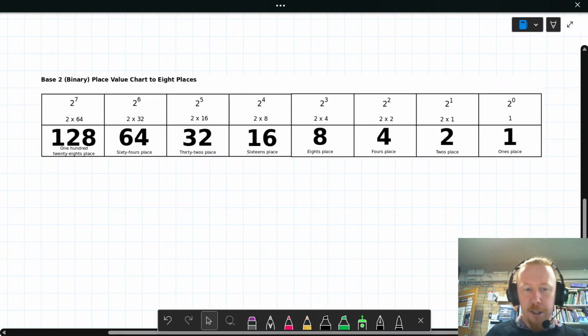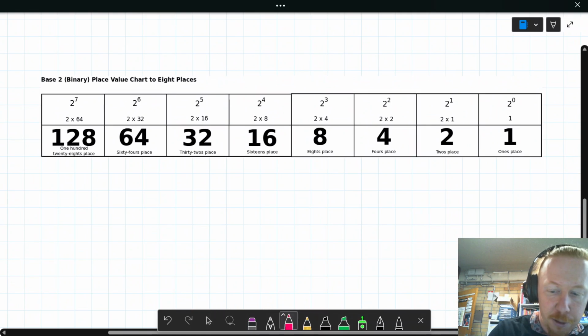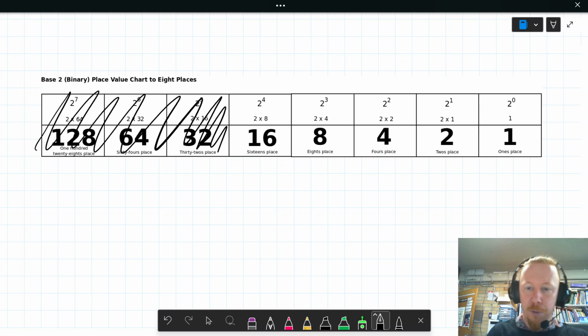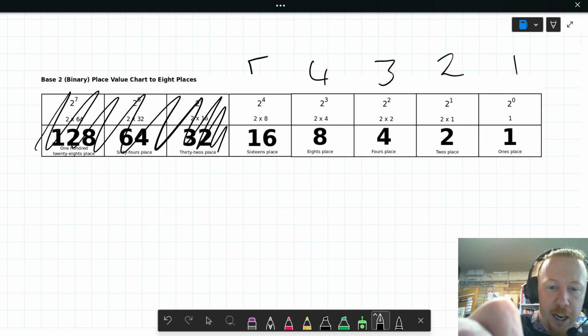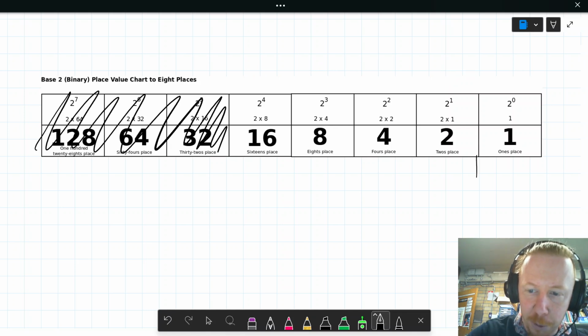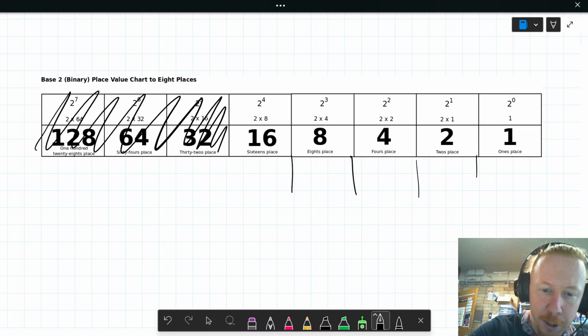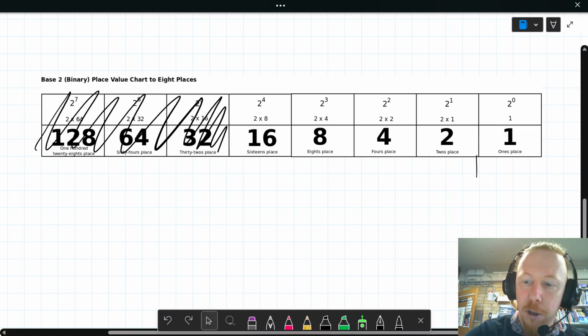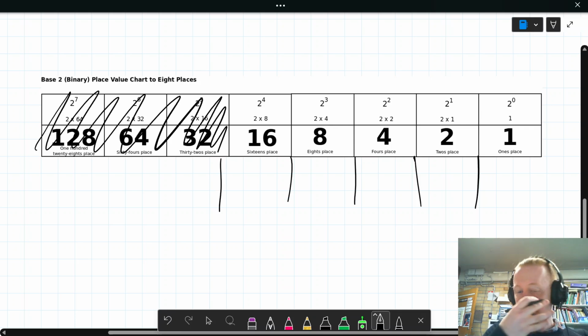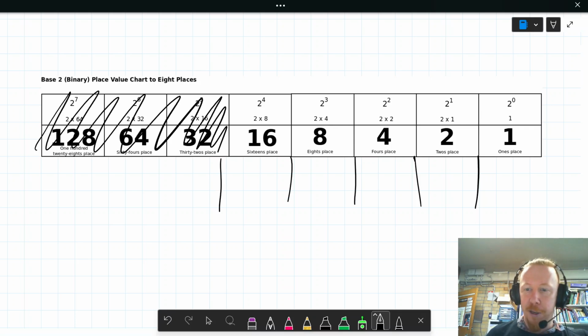So just for now, let's not worry about these guys here. Okay? We're going to have 1, 2, 3, 4, 5 buckets to put our binary digits in. And I want you to remember, this is the part which throws people. I can only have a 1 or a 0 in each of these buckets. So let's say I wanted to write the number 4.